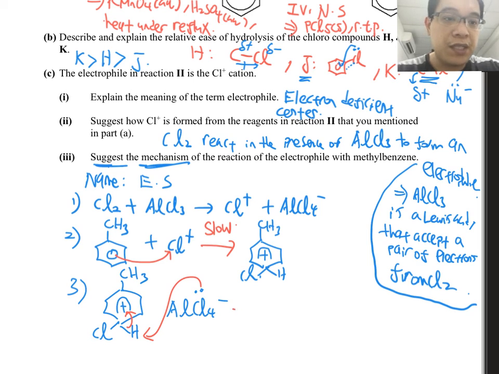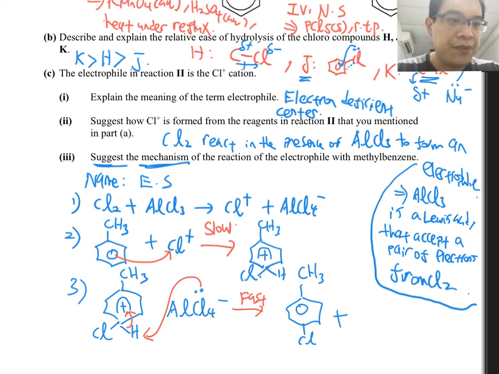Then finally, this is a fast step, because they want to quickly form stable compound as AlCl4 minus is not so stable. So they form your final product. So you form the final product here. You form CH3. Then you form your Cl. Then after that, you regenerate back your catalyst because, as we mentioned, AlCl3 is a catalyst. Catalyst is able to be regenerated. Then you form your HCl.